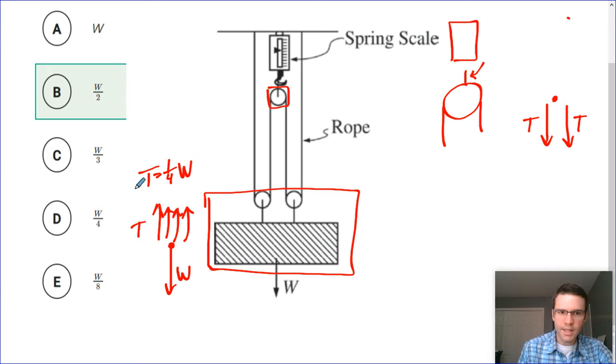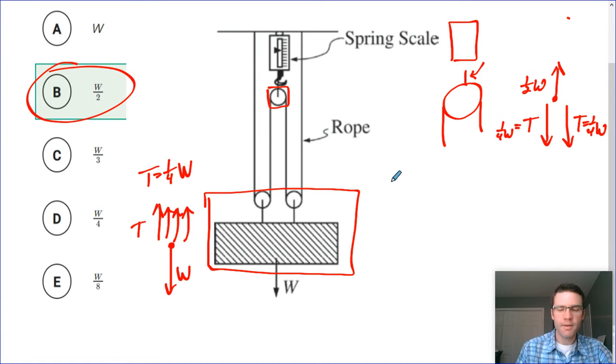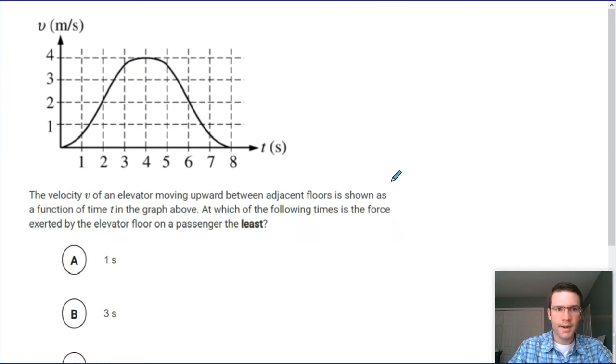So we know what T is. T is equal to 1/4 of W. So if this is 1/4 of W and this is 1/4 of W, if you add those together, the force we need going vertically to keep this in equilibrium is going to be equal to 1/2 of W. And that's the tension that's going to be required. That's what the spring scale would measure. And that's how you get B here, 1/2 of W. The next one.